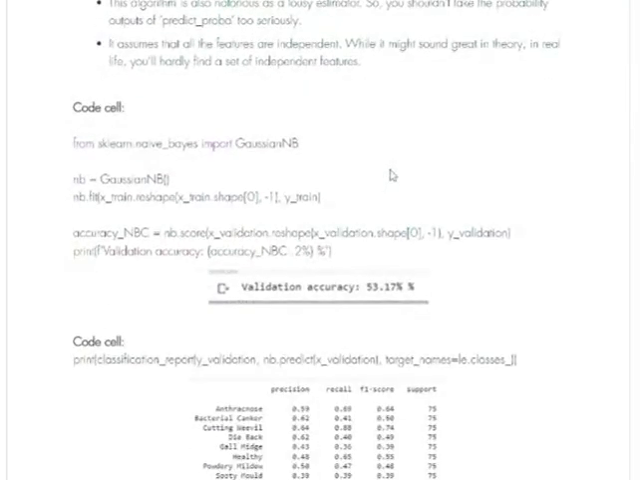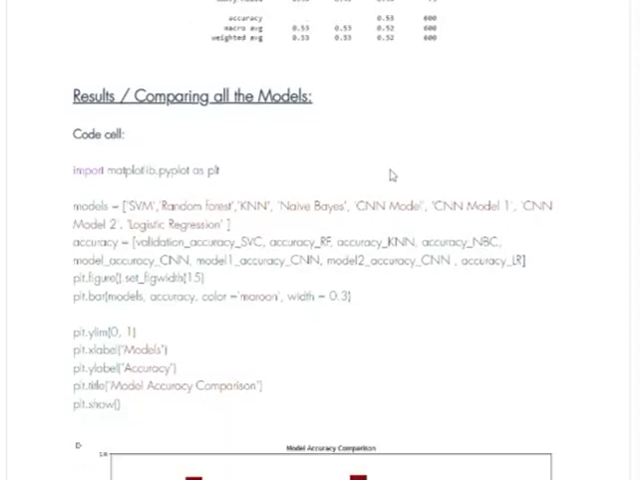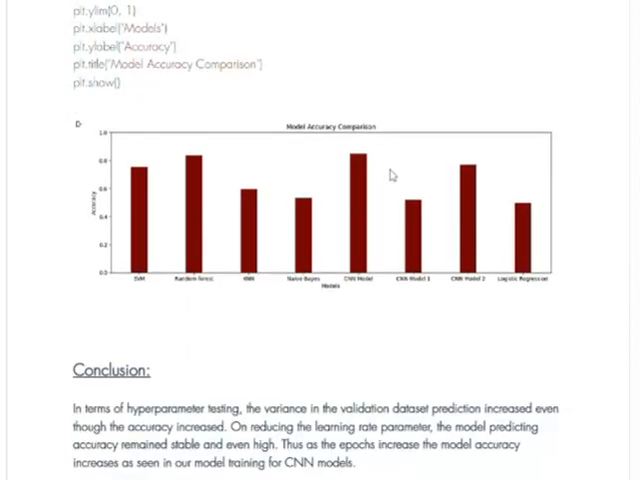In the end, I compared all the results of the models and represented them graphically, where I found that my first convolutional neural network model had the highest accuracy, followed by random forest, and the second convolutional neural network model had the least accuracy because I was training it on a very large number of epochs, and the data went through overfitting.